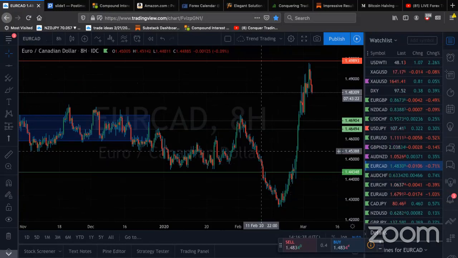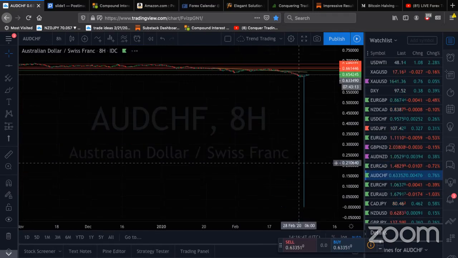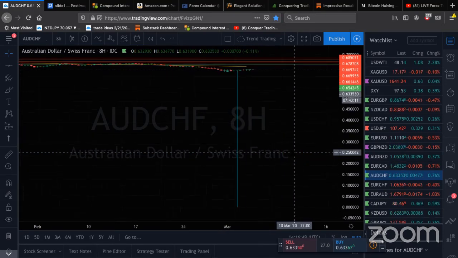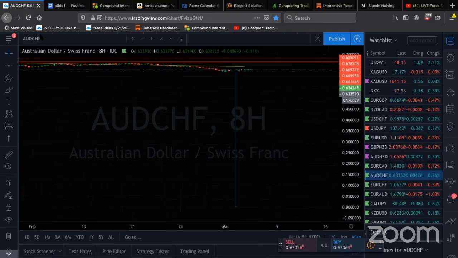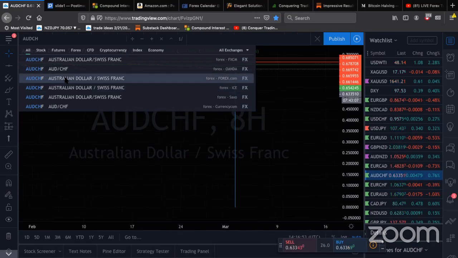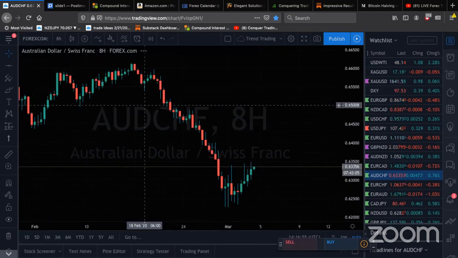We're looking here at the euro Canadian dollar. Again, the Canadian dollar. We just looked at this one. We don't need to look at it again. Australian, what is that? Is that it? Hold on. Yeah, there we go.